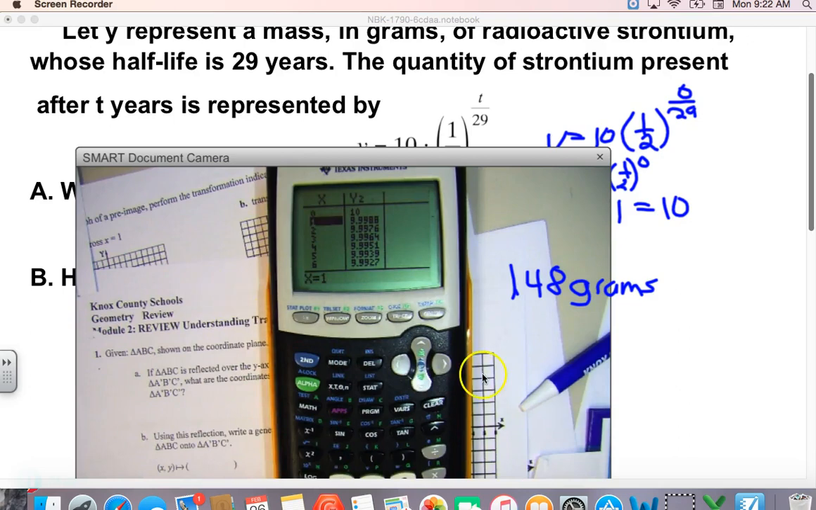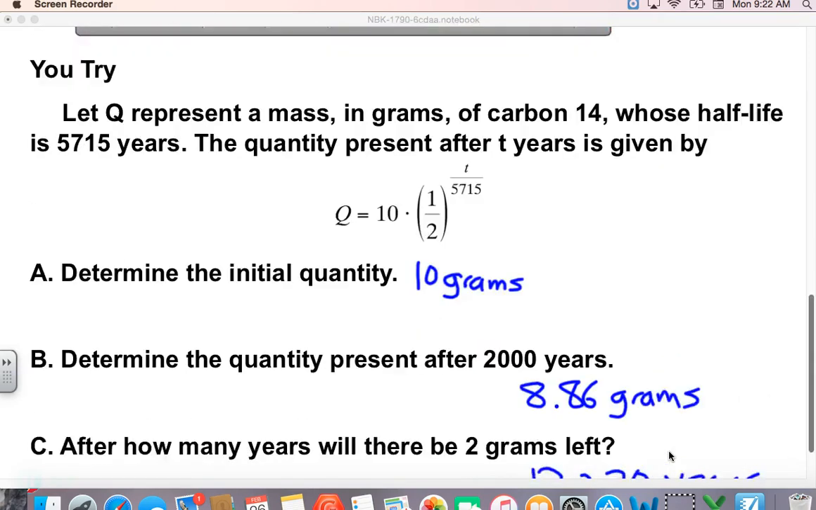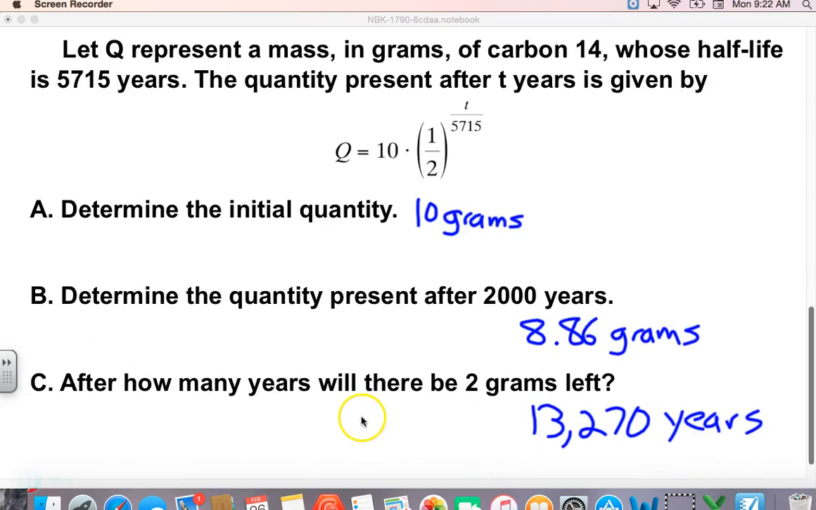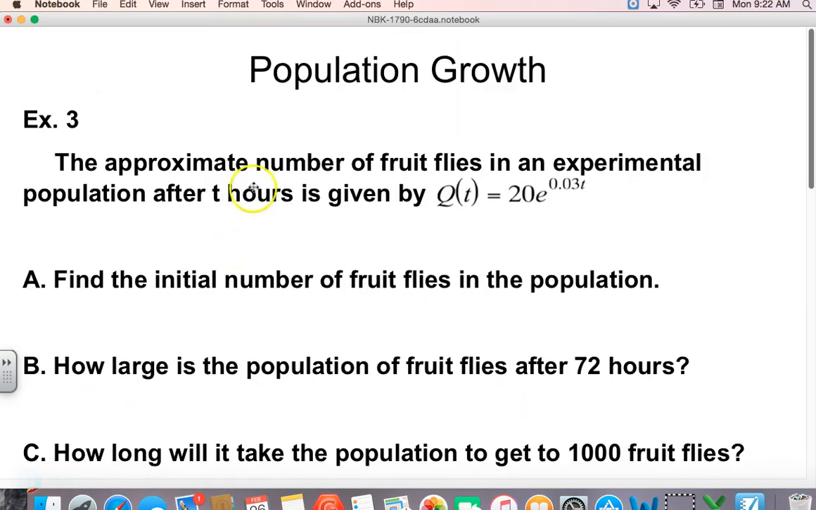All right, so that's how you can use the calculator to do these. It's pretty simple, just basic calculator work. Let's look now at another type of real-life problem, population growth. So approximate the number of fruit flies in an experiment. Experimental population after t hours is given by this function right here. Want to find the initial amount? Well, we know how to do this. Let's graph it and see what we get.